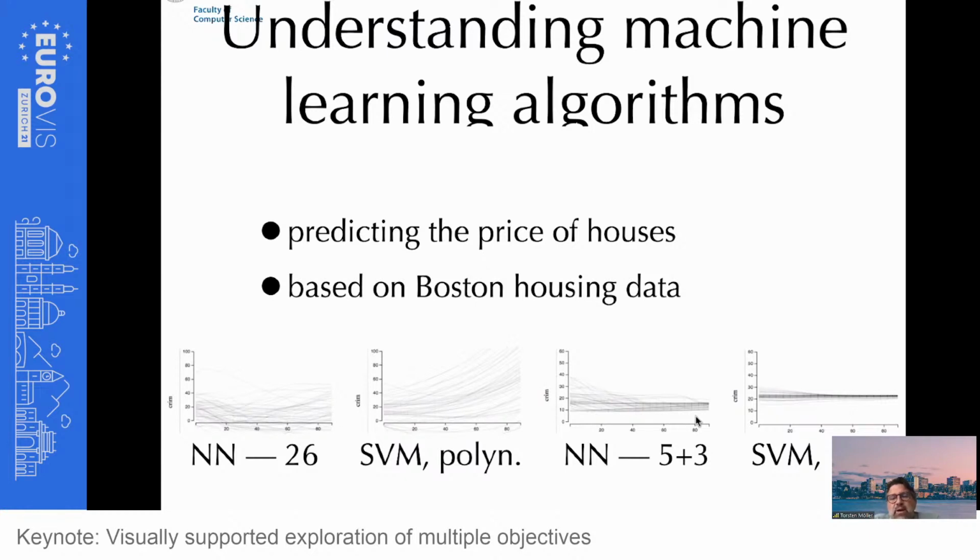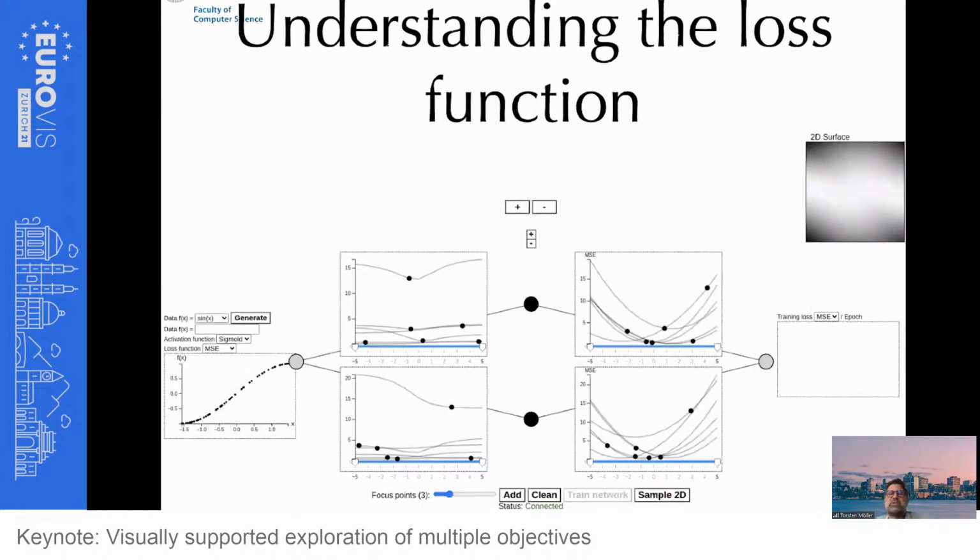And now we can observe what kind of regression model we have come up with. And we actually see some similarity between the neural network, single layer with 26 nodes, and the support vector machine with a polynomial kernel, and between the 2-layer network and the radial kernel SVM. So we're currently exploring this in the context of understanding loss functions.